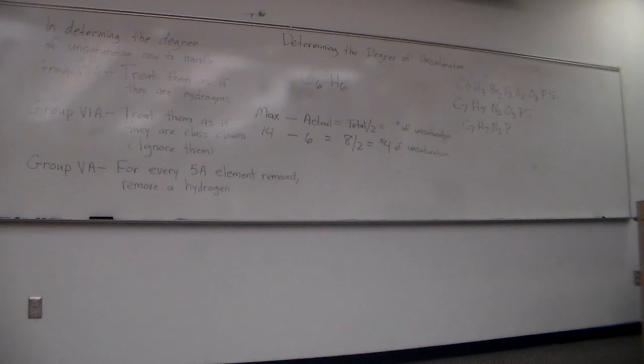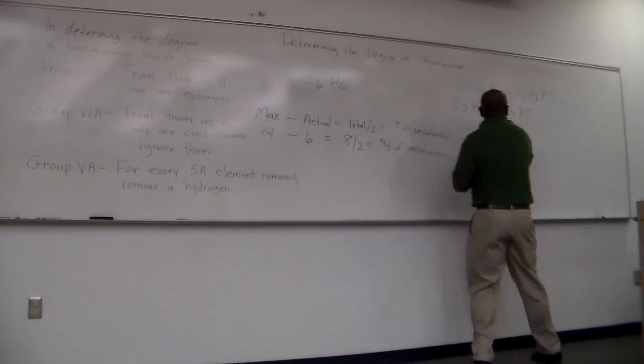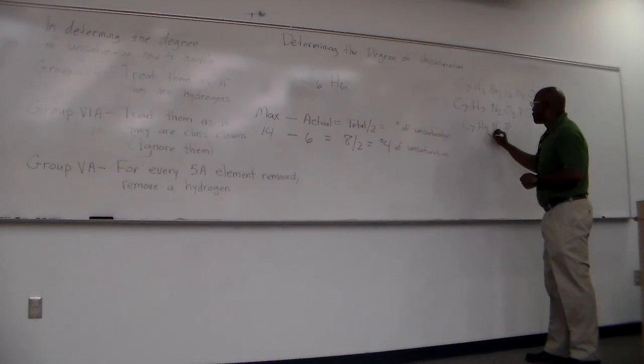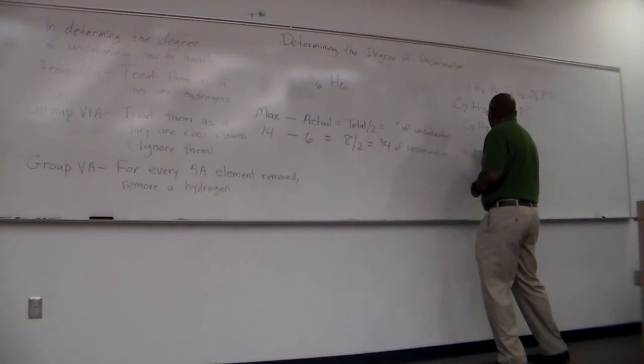How many group 5 elements do we have? 3. Nitrogen and phosphorus. We're going to lose 3: 2 N's and 1 P. For every one we lose, for a total of 3, I also lose a total of 3 from my hydrogen. So it's going to reduce down to being C7H4.